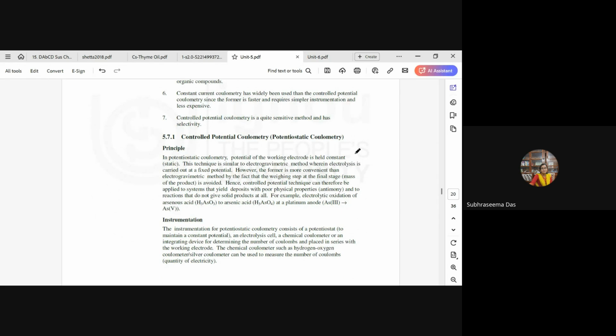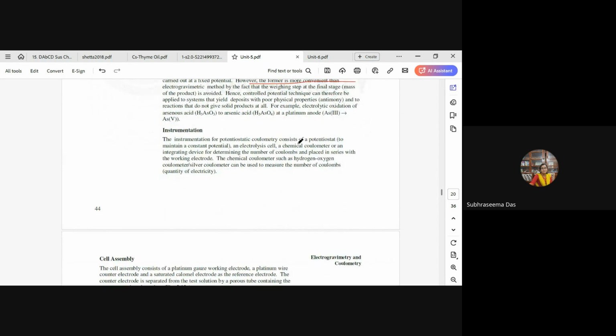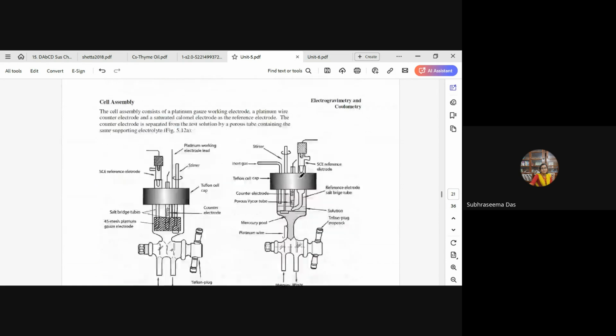In potentiostatic coulometry, the potential of the working electrode is held constant. This technique is similar to the electrogravimetric process. Hence, the controlled potential technique can be applied to systems that yield very high deposits. The instrumentation for this process consists of a potentiostat, an electrolysis cell, and a chemical coulometer. The chemical coulometer is mostly the hydrogen-oxygen coulometer or the silver coulometer.